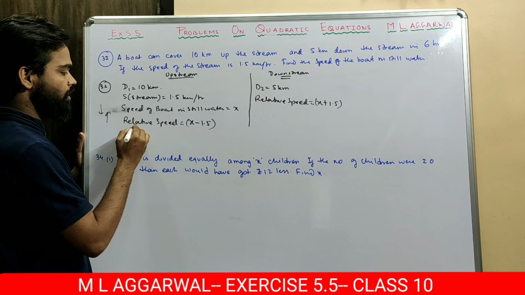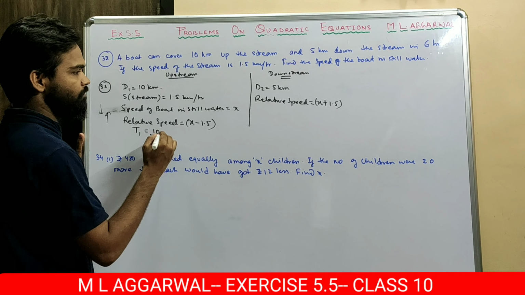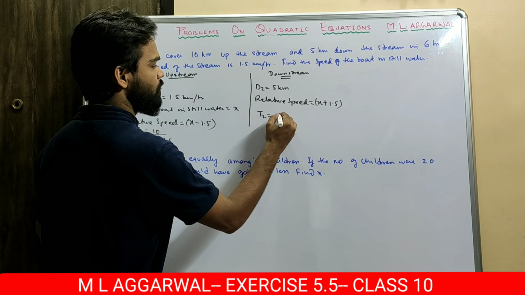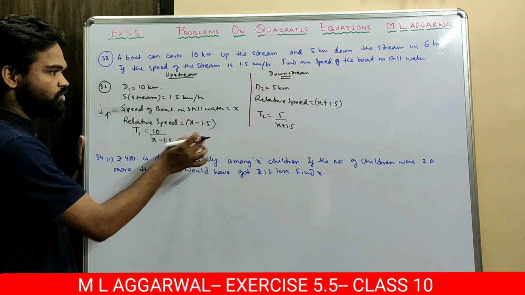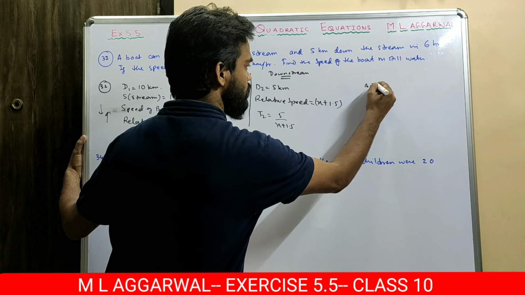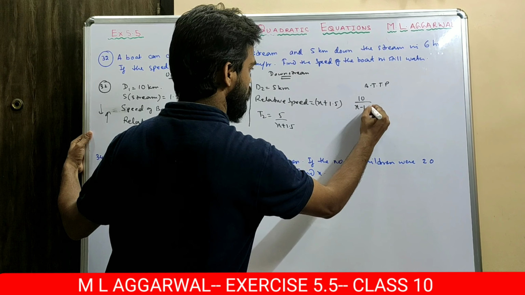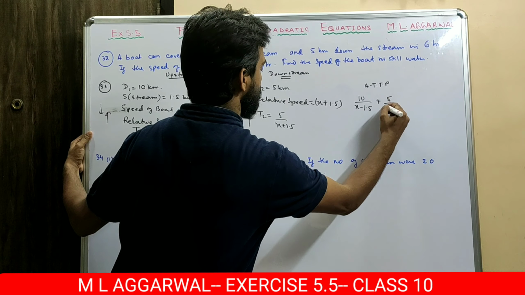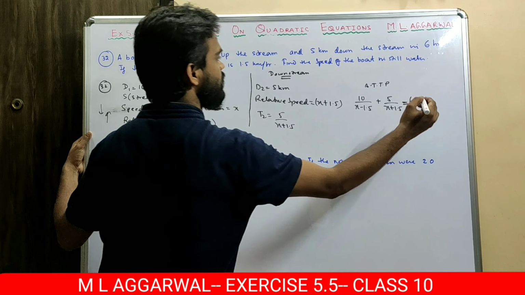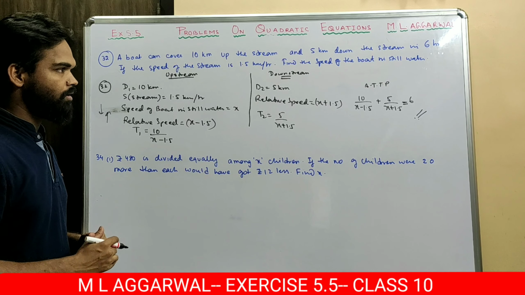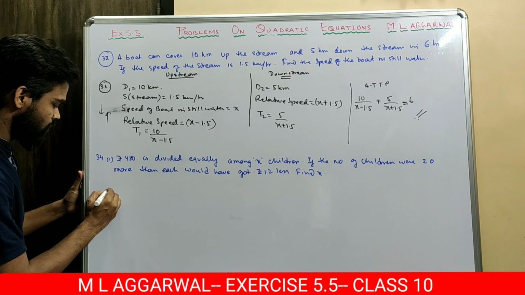Clear? Now over here, t1, time is what? 10 by x minus 1.5. Over here, t2 is what? Distance by this. And the total time taken is 6 hours, which means this plus this. Which means according to the problem, can I write 10 by x minus 1.5 plus 5 by x plus 1.5 equals 6. And that's my equation. Done. Now let us look at the next sum, which is sum number 34, part 1.